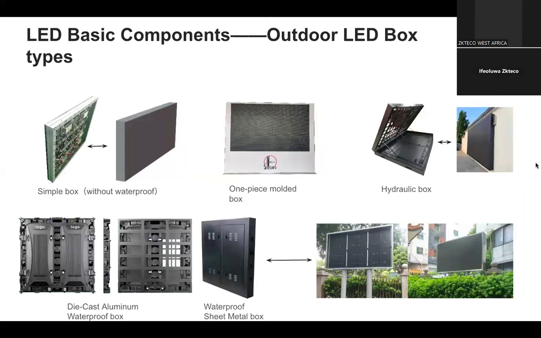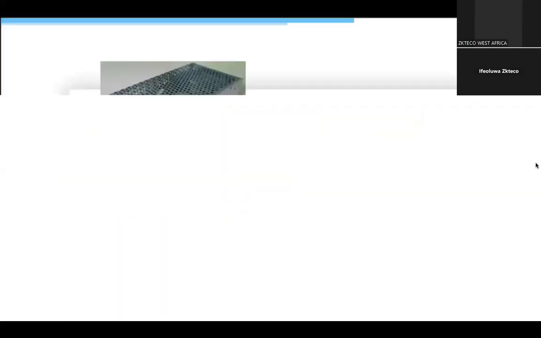And talking about the box cabinets, there are different types. So we have the simple box. The simple box will come without waterproofing, so when it comes, the back is normally open. Then we have the one-piece model box. We also have the hydraulic box, and we have the die-cast aluminum. We have the waterproof sheet metal box. So depending on the areas that we want to install, the boxes that will be used would actually depend on where we want to install these products.